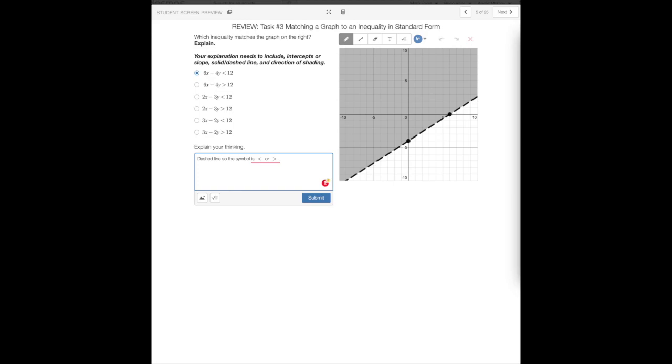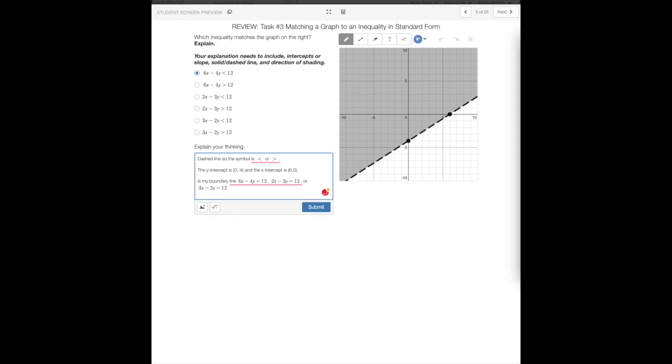The next thing I notice is that the y-intercept is 0, -4, and the x-intercept is 6 comma 0. So this is 6 comma 0, 0, negative 4. Now that I know that, I can use that to determine whether my boundary line is 6x minus 4y equals 12, 2x minus 3y equals 12, or 3x minus 2y equals 12. So I'm going to use the intercepts to do that.